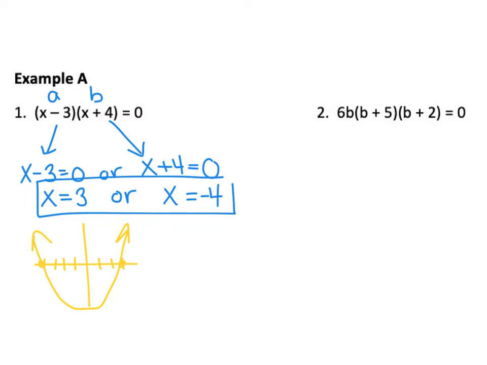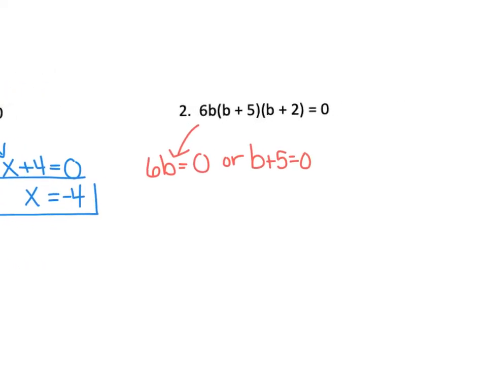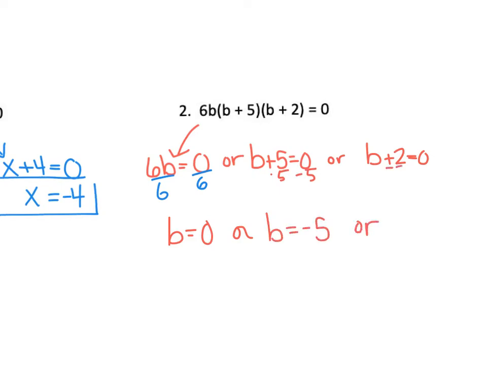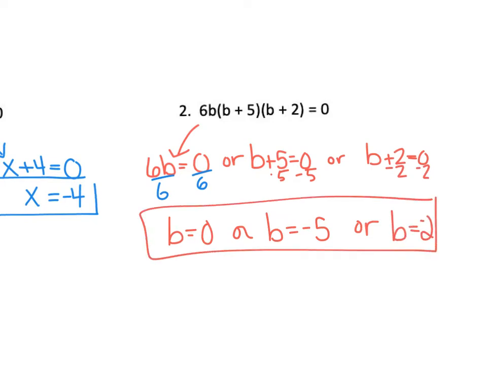In number 2, I have 3 factors that include a variable. So this time, this actually wouldn't be quadratic, it would actually be what we call cubic. I'm going to take all 3 statements and say all 3 of them could be 0. So I'm going to get 3 answers here. If I divide by 6, I get b equals 0. Or, subtract 5, I get b equals negative 5. Or, subtract 2, and I get b equals negative 2. So 3 possible solutions in this equation.